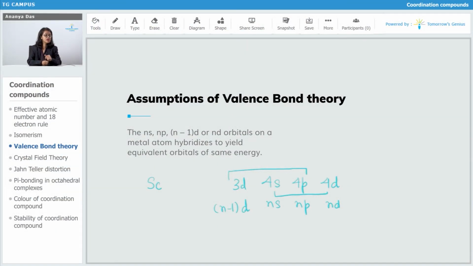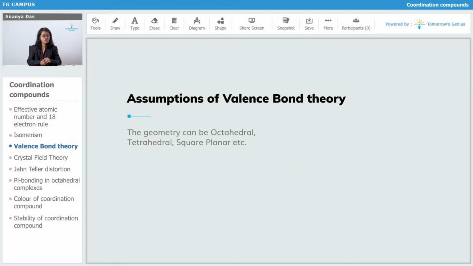The next assumption states that the geometry can be octahedral, tetrahedral, square planar, etc. What happens is when those orbitals I told you about hybridize together, they give you a specific geometry, okay? And it depends upon which orbitals are getting hybridized, which specific orbitals, whether it's dxy or whether it's dyz. And the geometry can be octahedral, okay? And it can be tetrahedral.